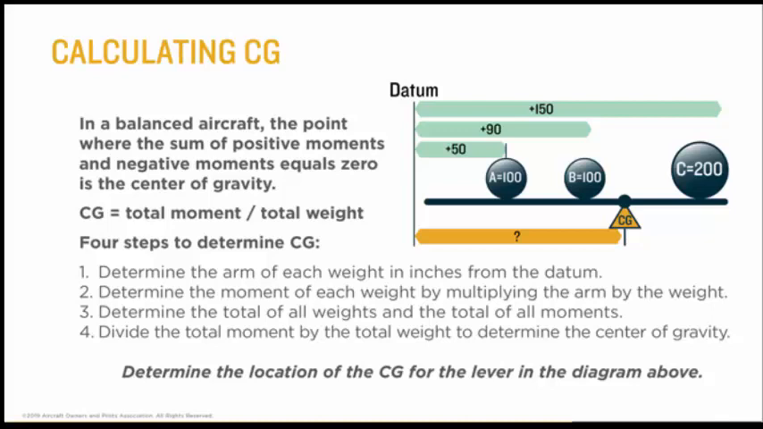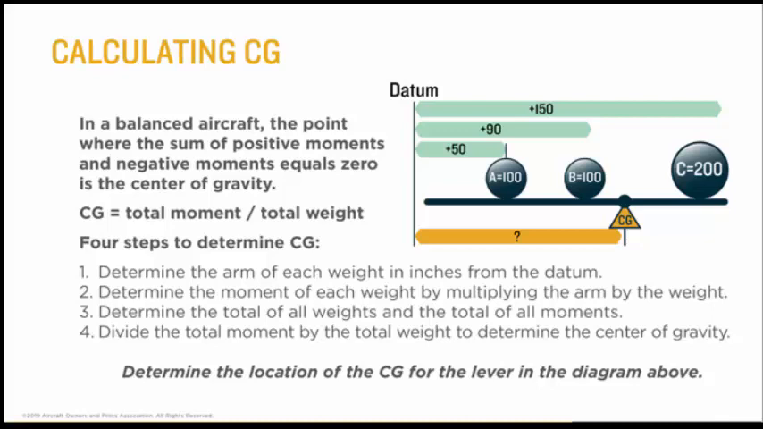So let's look at item A, the 100 pound weight. We can see the arm is 50 inches. So that means we're on the positive side, so we have 5,000 pounds per inch as a moment. And then item B is 100 pounds, and it's 90 inches away. So we would have 9,000 pounds per inch for that item for a moment. And then we have our last one there, which is 200 pounds. 150 inches is the arm. So we would have 30,000 pounds per inch.